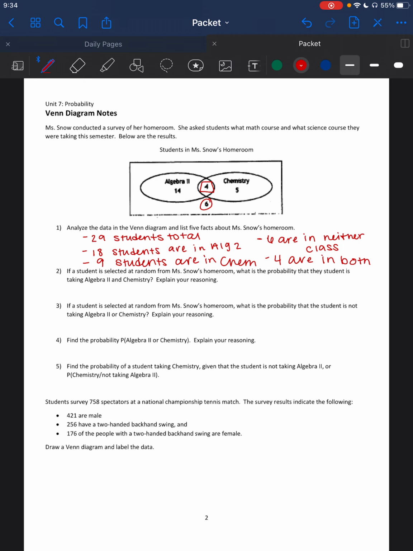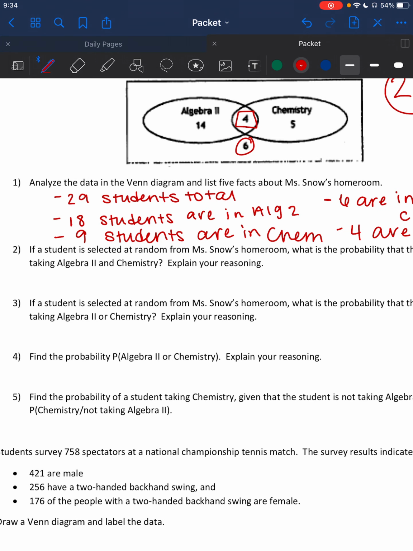Okay, so now actually using this information. So important things, we have 29 total kids. So that's what our data is going to be out of every time it's asking us for probability. So number 2, if a student is selected at random from the classroom, what is the probability that the student is taking Algebra 2 and chemistry? So we have 4 taking both out of 29 total kids.